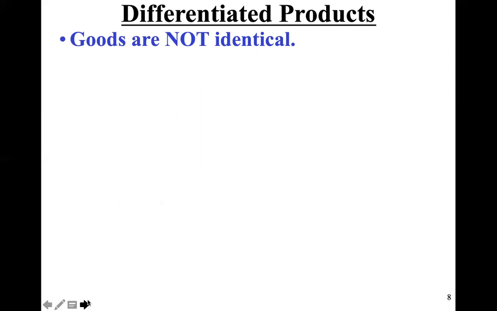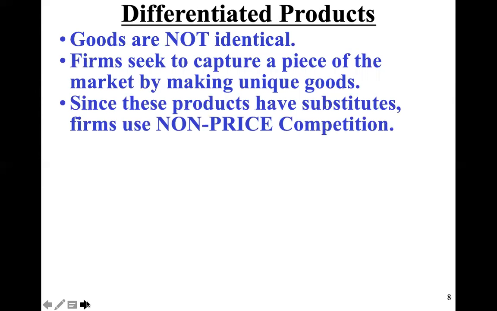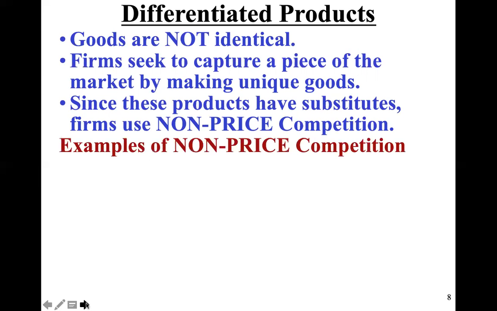So what do we mean by differentiated products? Okay, it's really essential that we understand that the goods that these firms are selling are not identical. So because they're not selling identical products, firms are going to seek to capture a piece of the market by making their goods seem as unique as possible. And they're going to want to produce where marginal cost equals marginal revenue. So they don't want to change their price. So they're going to look for ways to differentiate their product using non-price competition.